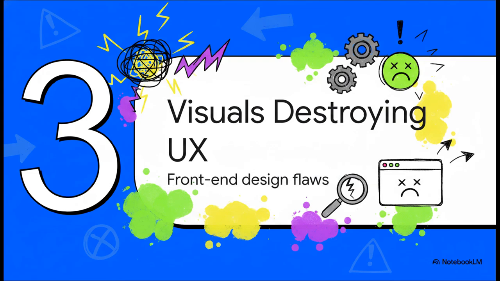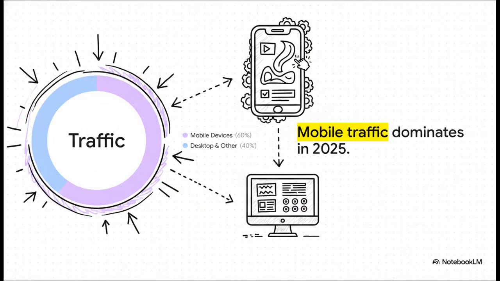All right, Part 3, Visuals that Destroy UX. Let's look at front-end design flaws. And this brilliantly illustrates a fatal flaw in modern web design. Look at that 60% stat. Over 60% of web traffic comes from mobile devices today.